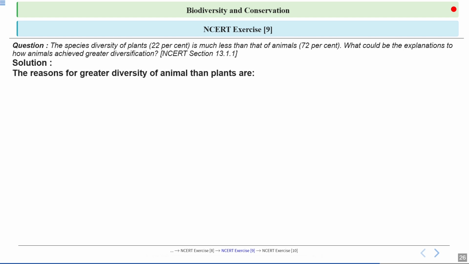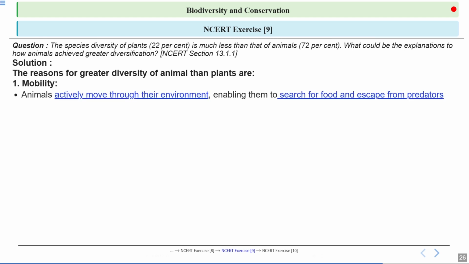Now, the reasons for greater diversity of animals than plants are: first is mobility. Animals can move actively on their own, which helps them find food and avoid danger from the predators. This ability to move is important for their survival because it allows them to explore their environment, hunt for prey, and quickly escape if they are in danger. So, this movement is a key feature that distinguishes animals from other living organisms like plants, which are generally stationary.